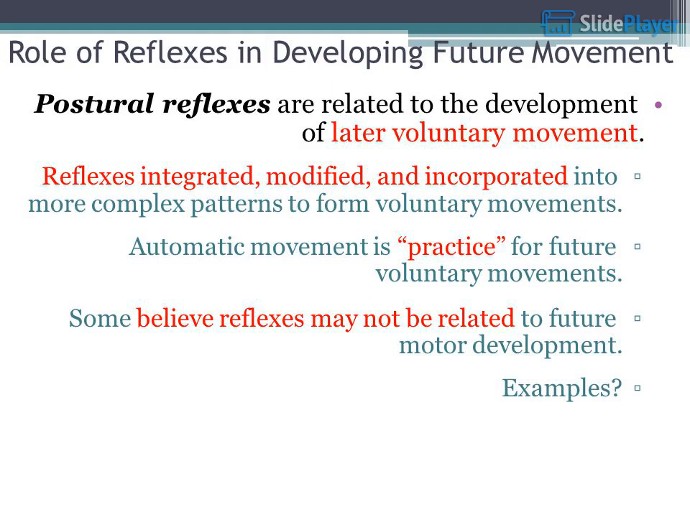Role of reflexes in developing future movement. Postural reflexes are related to the development of later voluntary movement. Reflexes are integrated, modified, and incorporated into more complex patterns to form voluntary movements. Automatic movement is practice for future voluntary movements. Some believe reflexes may not be related to future motor development.